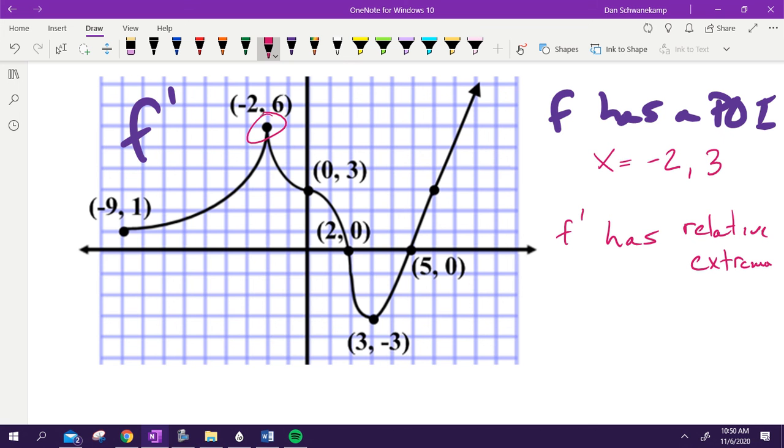Yep, because remember, when we find points of inflection, it can be when f double prime is 0 or undefined. So f double prime would be undefined there, but that's fine. It's a maximum or a minimum. That's why I like using relative max or minimum, because it makes it really simple to understand. Jalen?